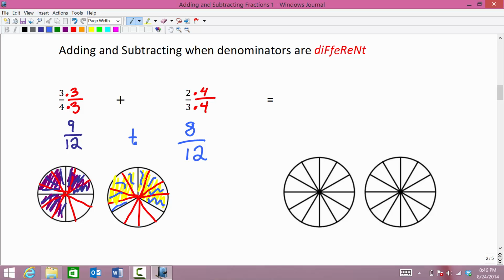So how many total equal size pieces do I have? Well, now I can see that I have 9 from the first one, and from the second one we have 8. So 1, 2, 3, 4, 5, 6, 7, 8. So all together we can see that we have 17 out of those 12 equal size pieces.